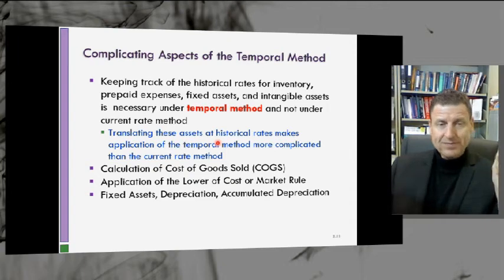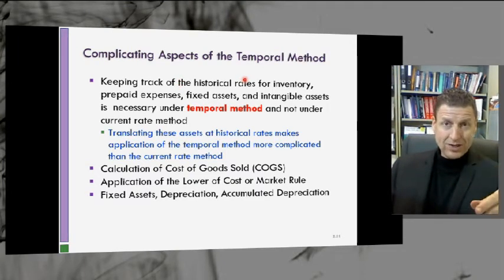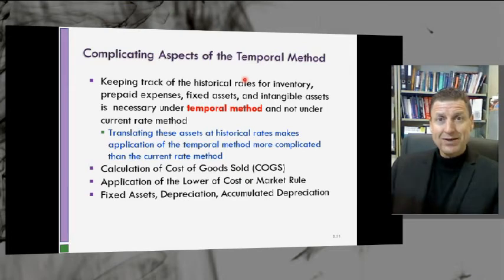So there are complicating aspects of the temporal method, as you've probably just realized. I keep on telling you that it's very easy to work out the retained earnings under the current rate method because the retained earnings is the new income that is created. Under the temporal method, the retained earnings is not. It is different. It is more complicated for the following reasons.